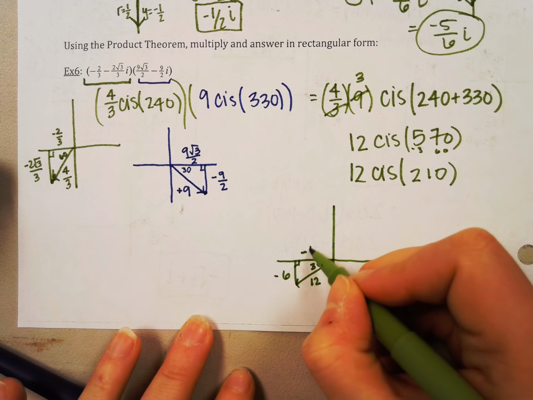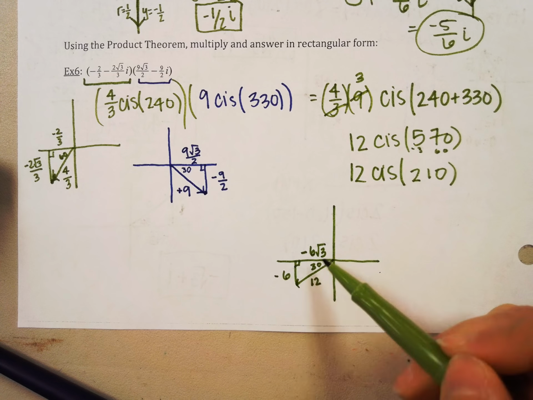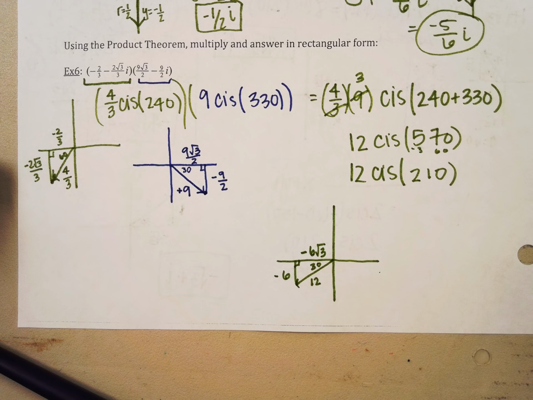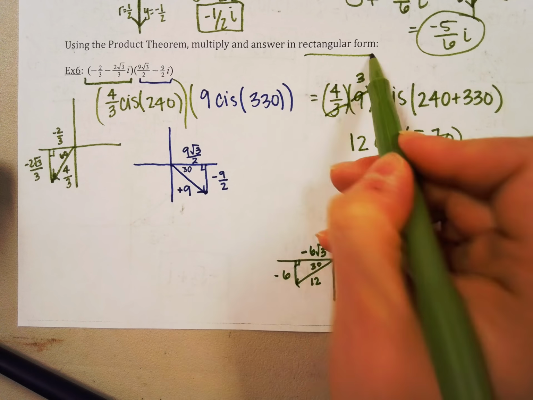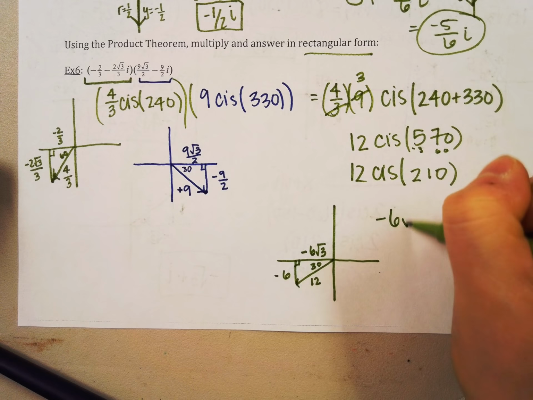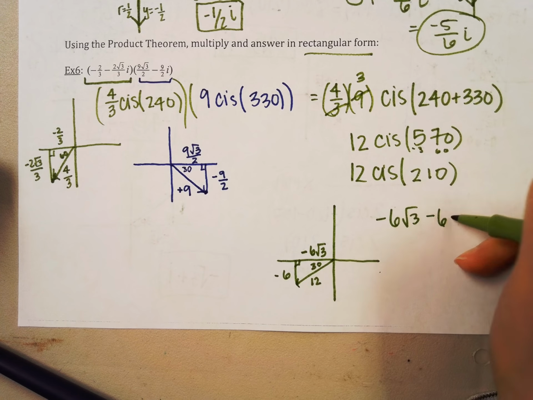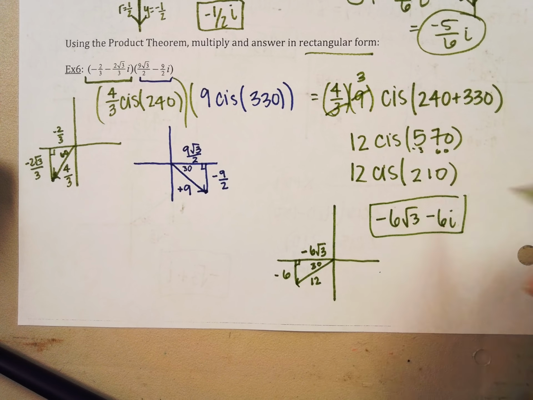And then take that value, tack on a root 3 to come up with my real component and my imaginary component. So all together in rectangular form, which is what we want, of x plus yi, my x value here is negative 6 root 3, and then my imaginary component is negative 6i. So there we go.